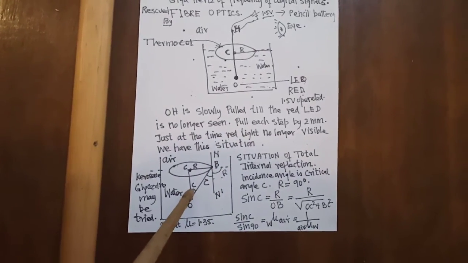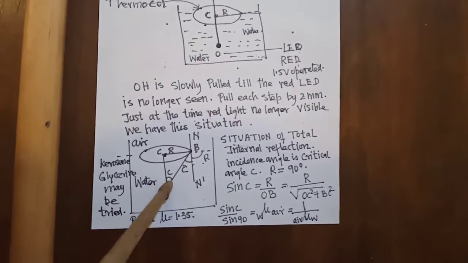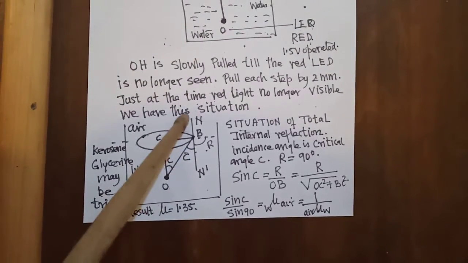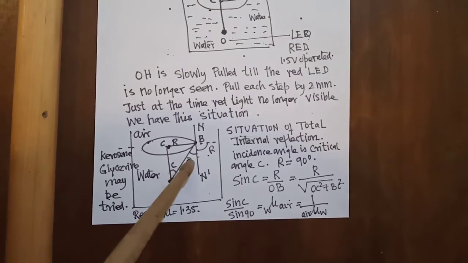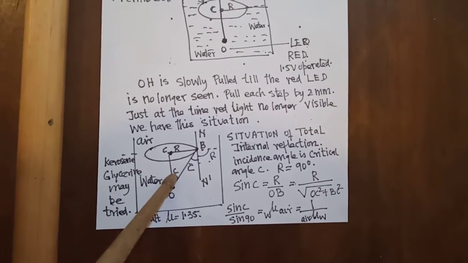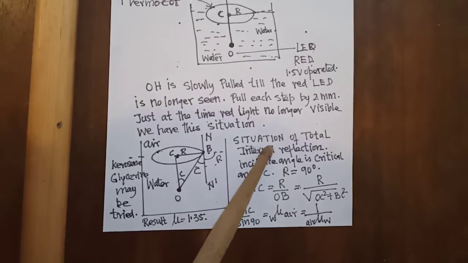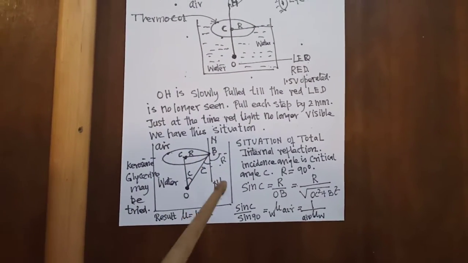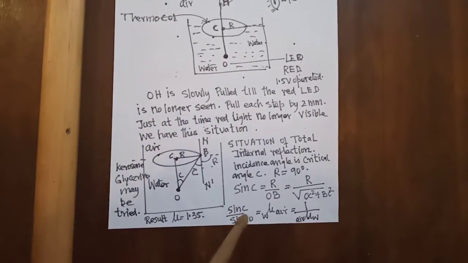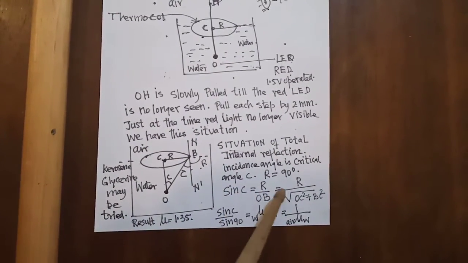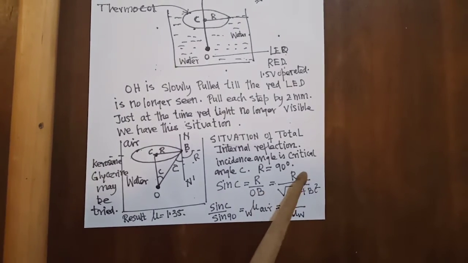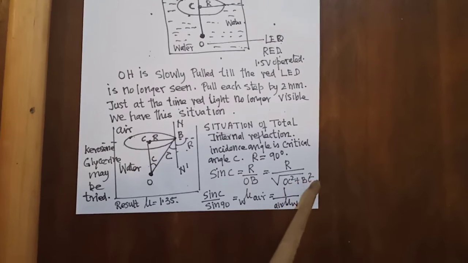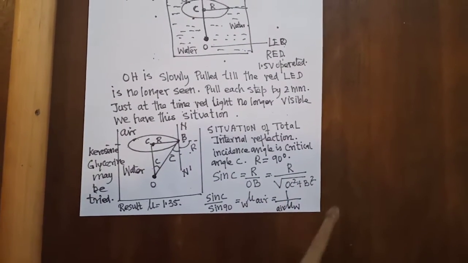This is angle C, and these are two parallel lines, so C is equal to C. So angle C is equal to this, and the refracted ray is 90 degrees. From this you know mu is equal to sine C. So sine C will be R by OB, that is R by square root of OC square plus BC square. Pythagoras theorem. It is very simple.